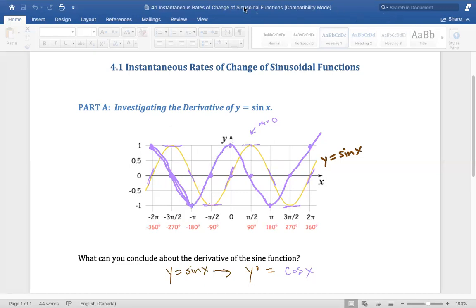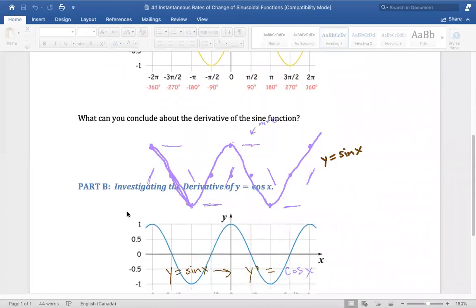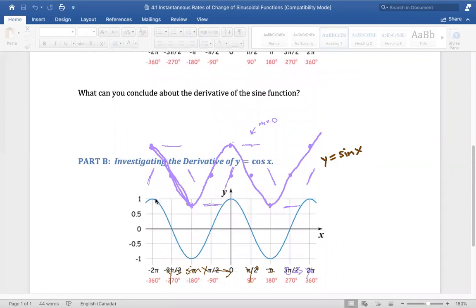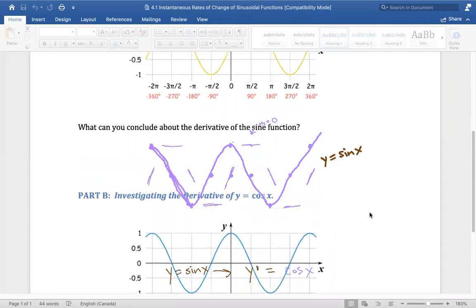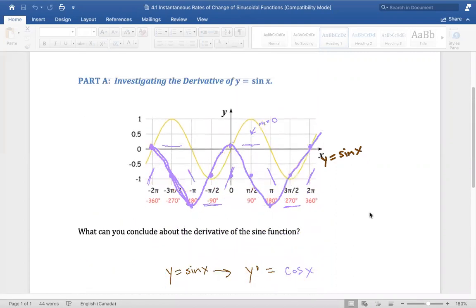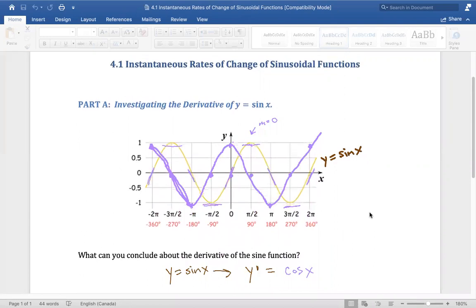If I were to move down here, again, I'm just going to leave this up for now. So I'll do it here, right? Starting at 1, going to -1 again at negative pi, back up to 1 at 0. It literally is exactly the cosine curve. So there's one thing that we know now. The derivative of the sine curve is exactly the cos curve.